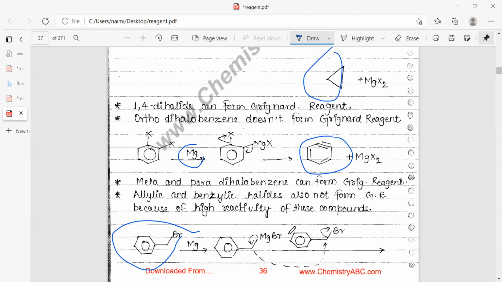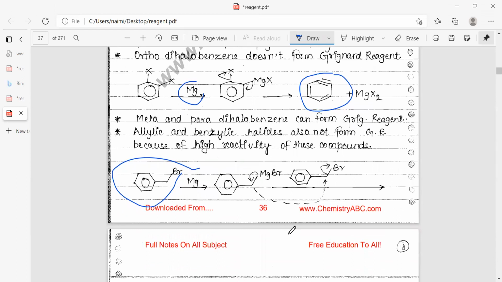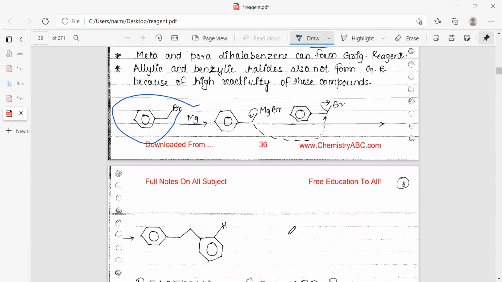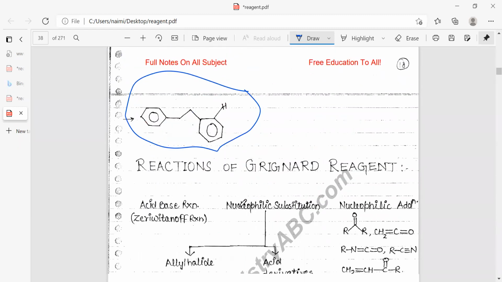after that you can see Mg, this will form the dimer. So dimerization takes place. After formation of this, it will react with another benzyl bromide and form this dimer. So it is the Wurtz coupling product.